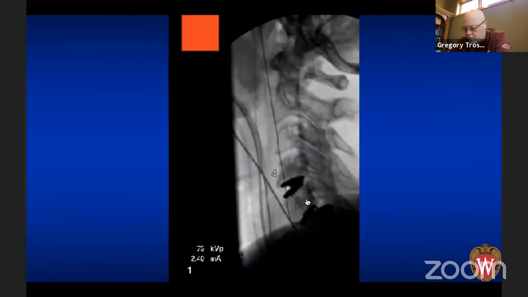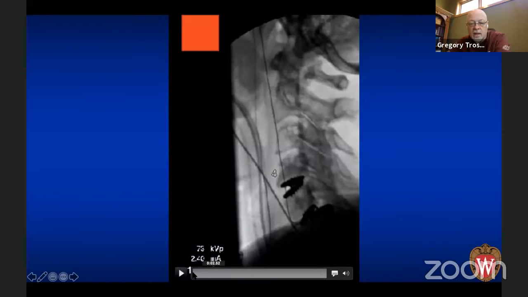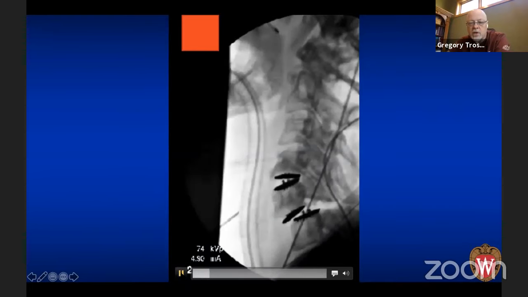So in the operating room, to me, this was deciding whether to take out one arthroplasty, two arthroplasties, but really getting her back realigned was important. And this is her first film in the operating room. And you can see that she is still significantly subluxed on this image.